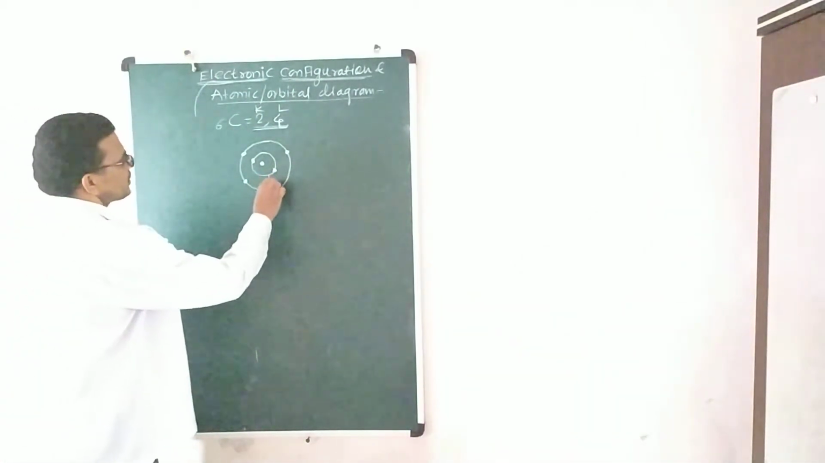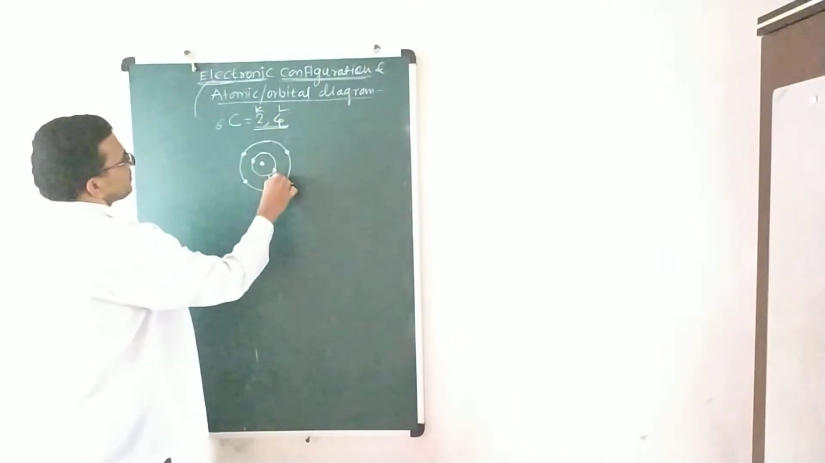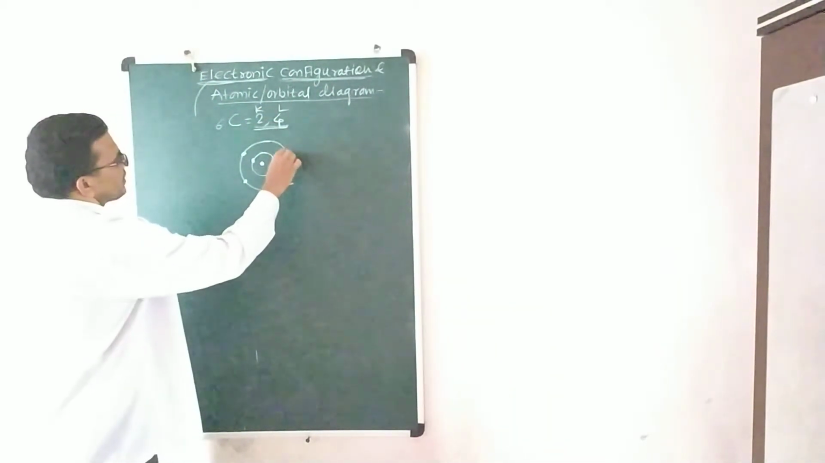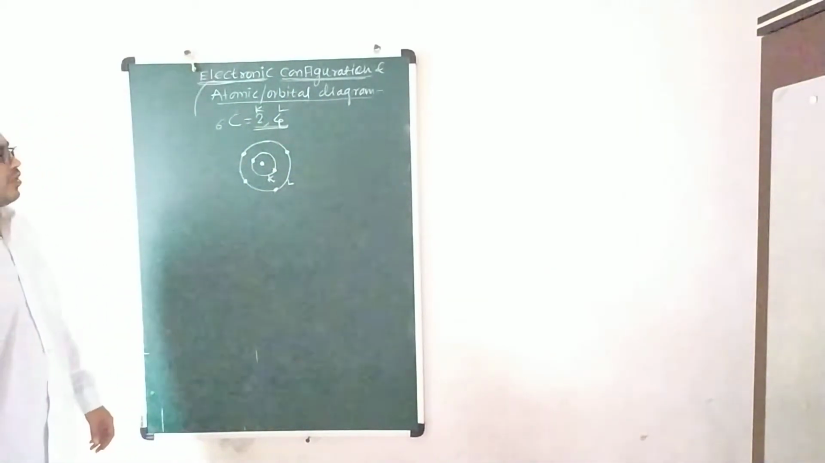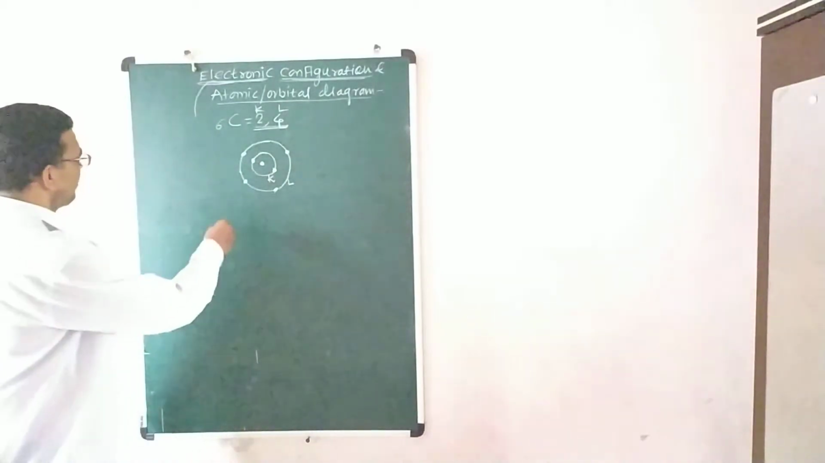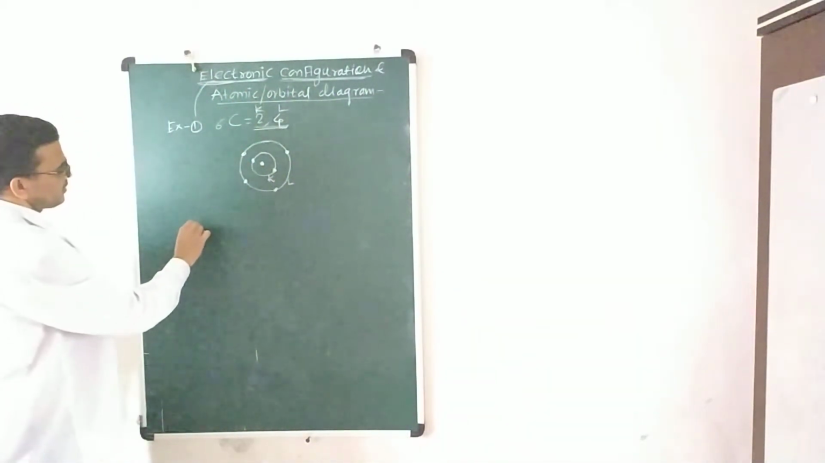So this is your first cell K, and this is the L cell. Correct? In the first cell 2 electrons are there, in the L cell 4 electrons are there. In this way you can complete the orbital diagram. So this is one example. If you want more, we will take another example.